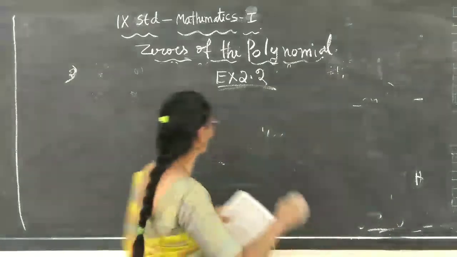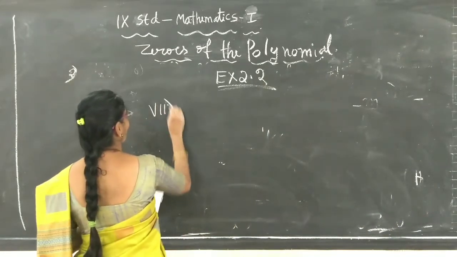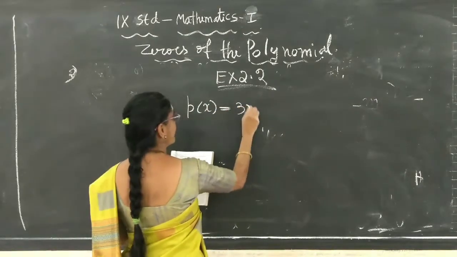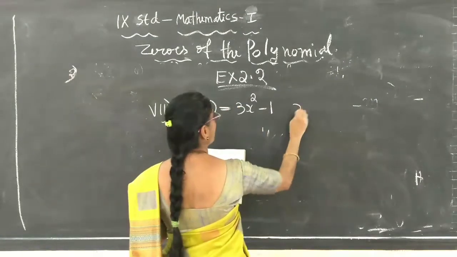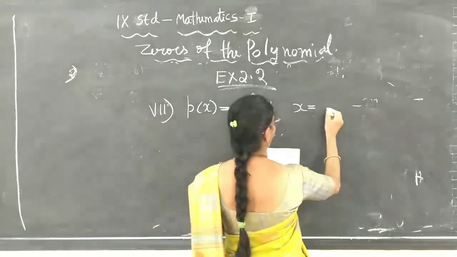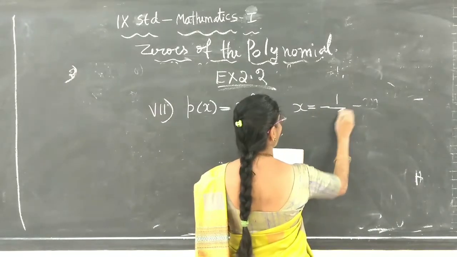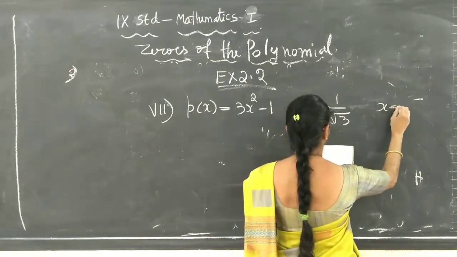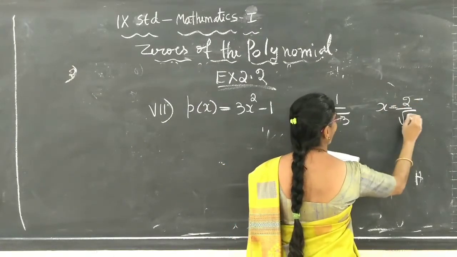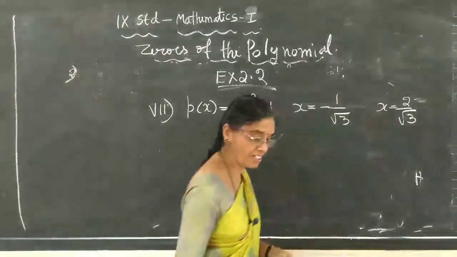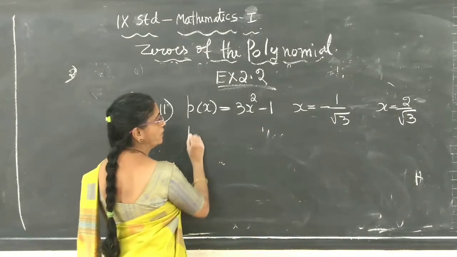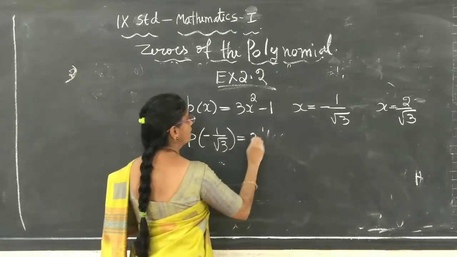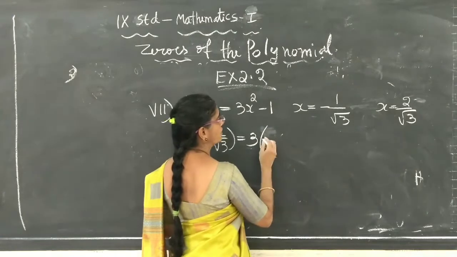The seventh one I will try. Some of you may say the seventh one is difficult. It is P of variable x is equal to 3x square minus 1. Two places you have to find. One is minus 1 by root 3 you have to check, and for another you have to take x value 2 by root 3. One I will do, this one you try it. So what you have to do: P at the value minus 1 by root 3 is equal to 3 into the x value. How much do you have to take?